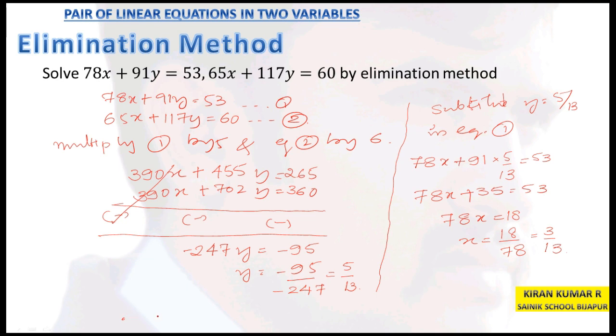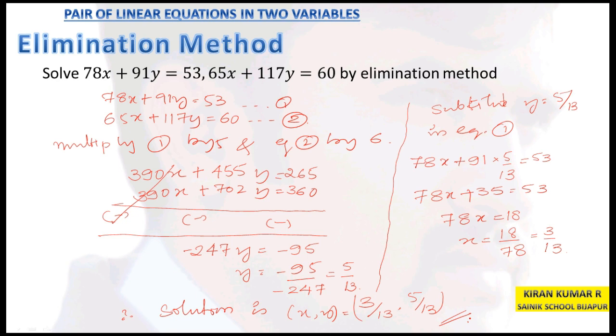Therefore, the solution is x comma y equal to 3 upon 13 comma 5 upon 13, which is a unique solution. This is how we have to use the method of elimination. Eliminate either x term or y term, then substitute the value obtained in one of the equations to get the value of the variable.